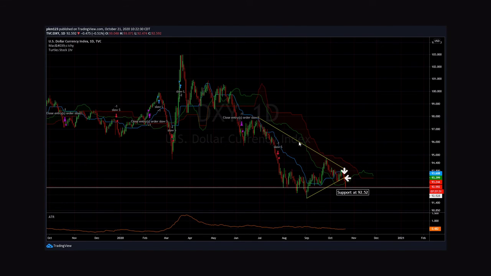This is a chart of the US dollar. Presently, the US dollar has been in a downtrend. And as you can see, it broke this downtrend line. Actually, it's just dropped below the cloud and below the baseline. Presently, it's at support.